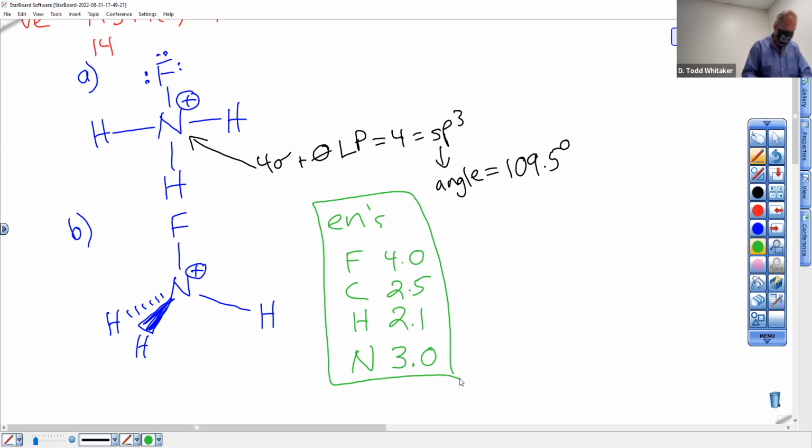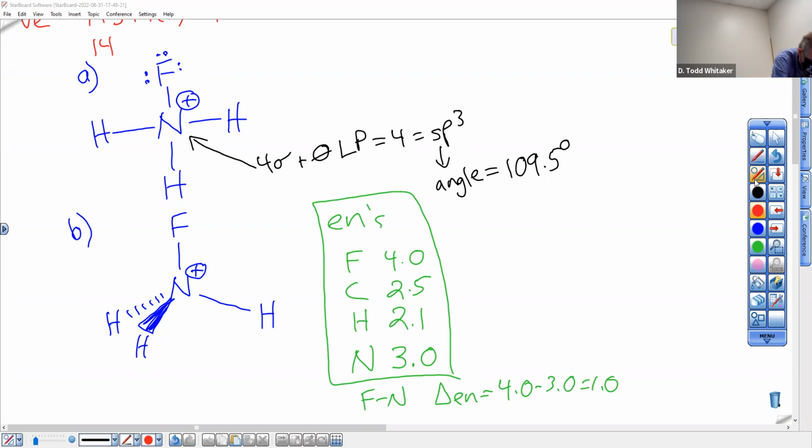So let's do the F bonded to the C. F bonded to N, sorry, there's no F bonded to C. F bonded to N, what's the difference between the two numbers? Equals 4.0 minus 3.0, 1.0. I'm going to put a dipole on the bond, and I'm going to draw it about that tall. And it should follow the exact direction of the bond.